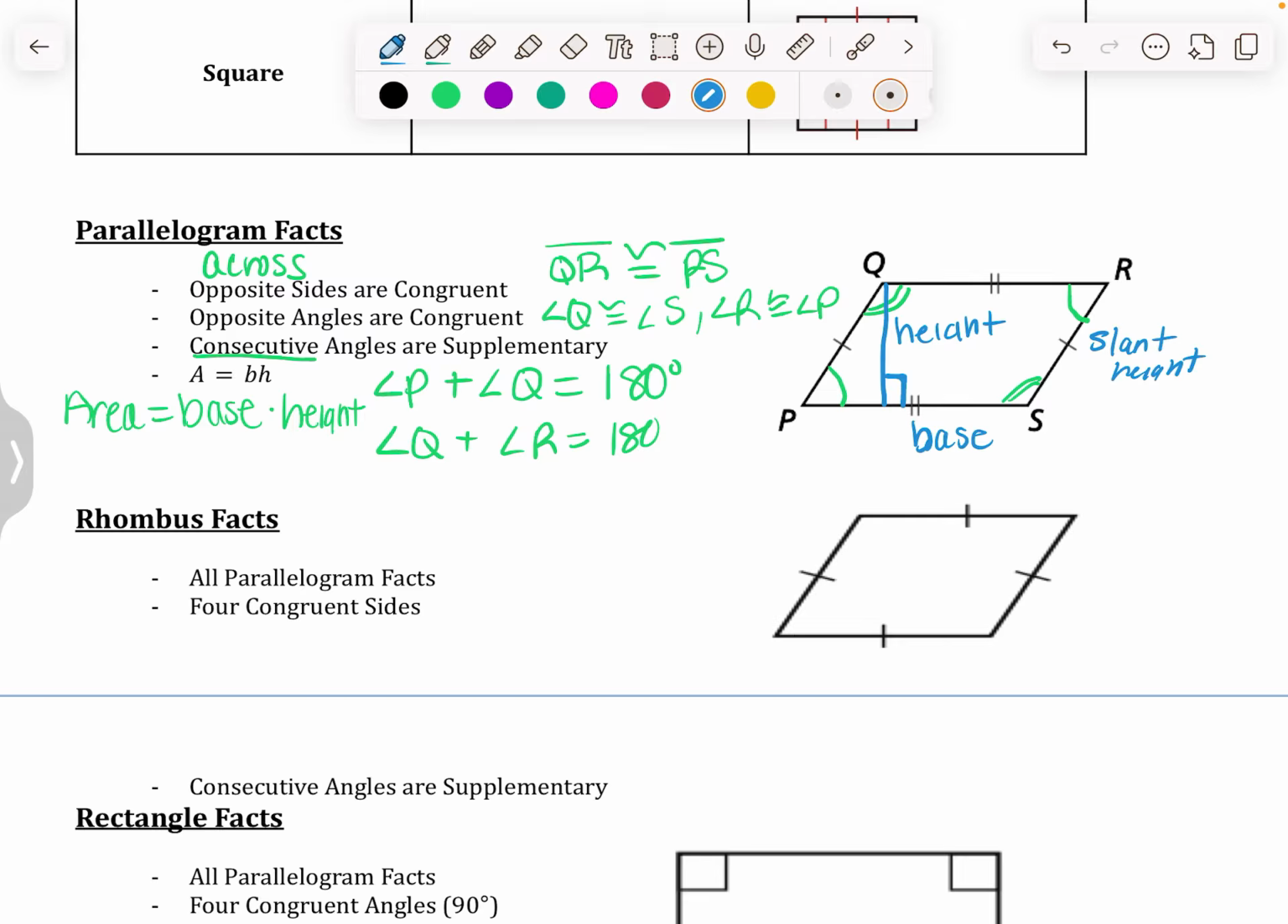In a rhombus, all parallelogram facts apply, so that means that opposite sides are congruent, opposite angles are congruent, consecutive angles are supplementary, and area is base times height again. Remember that the height has to be the perpendicular distance, and then the base is the distance from the whole base. And if it was turned on its side, you could also find the height this way.